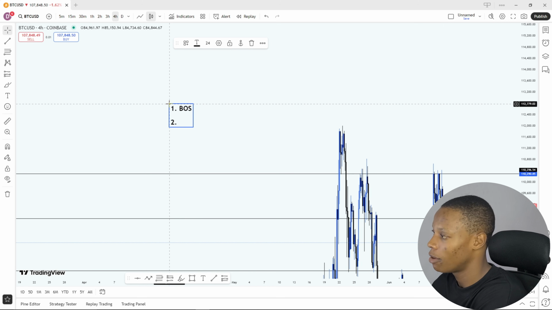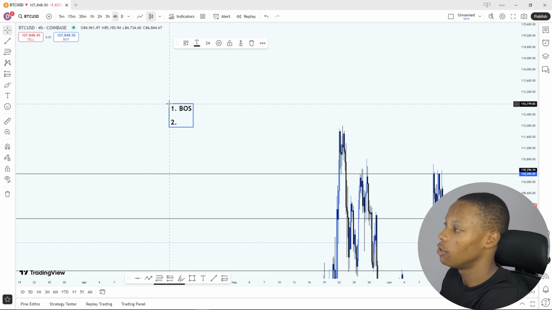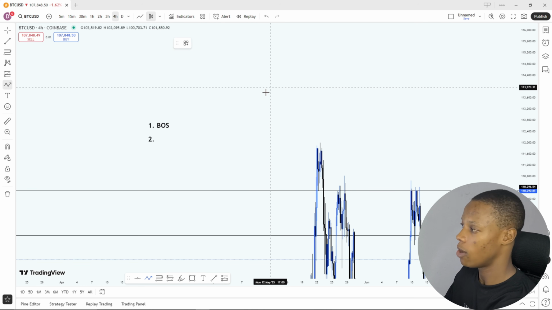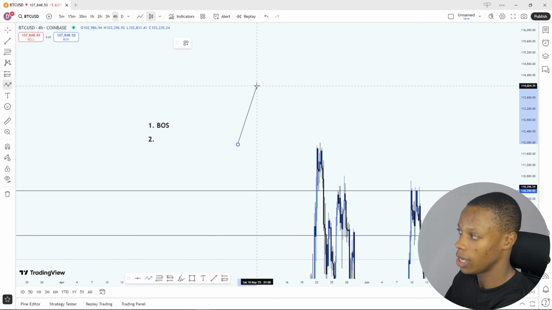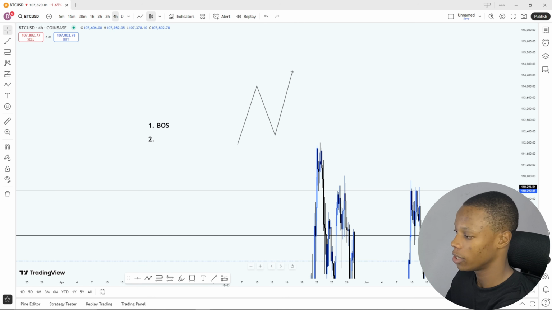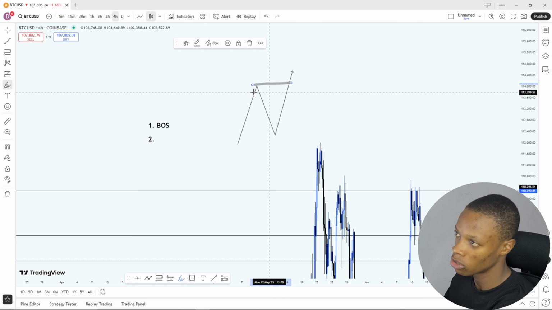So I believe you guys know what a break of structure is. If you don't know what a break of structure is, this is what it is. If the price gets to a point, gets here, goes down, then goes back up and goes above that very point, it's a break of structure. A break above that very point, a break of structure.